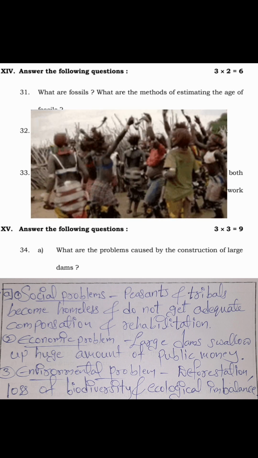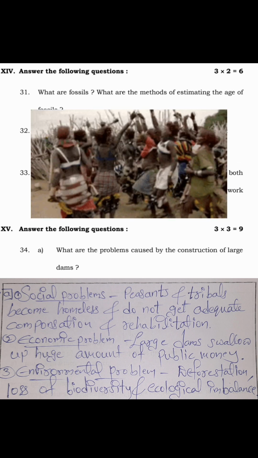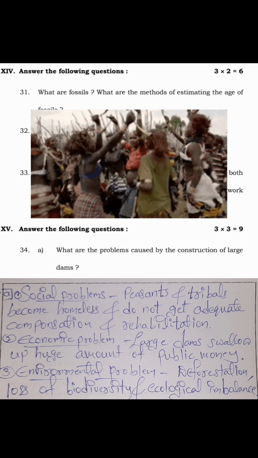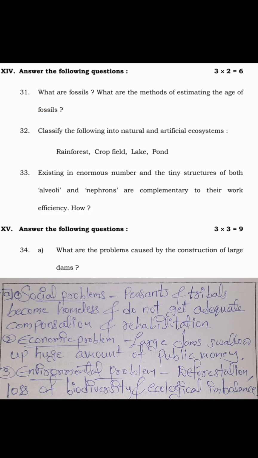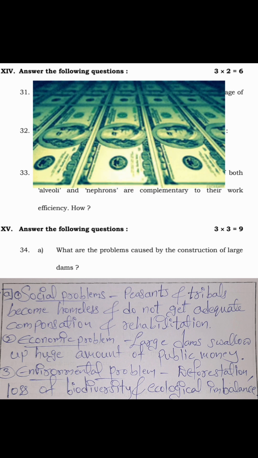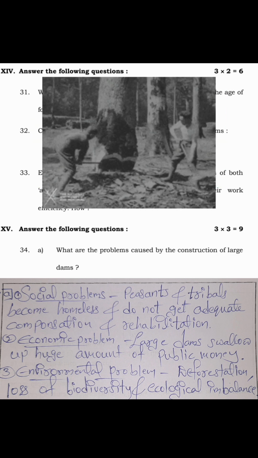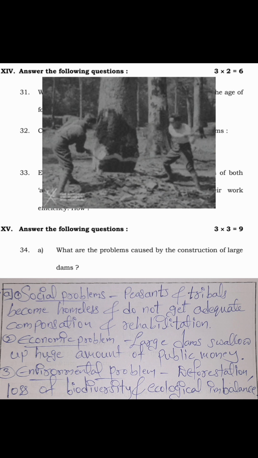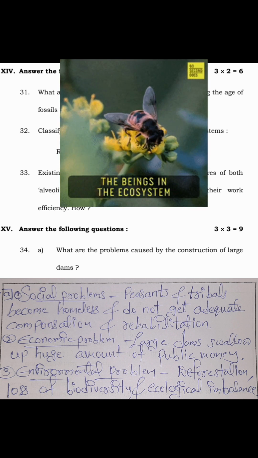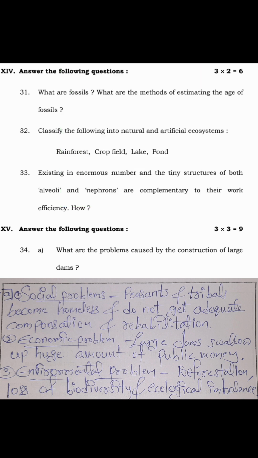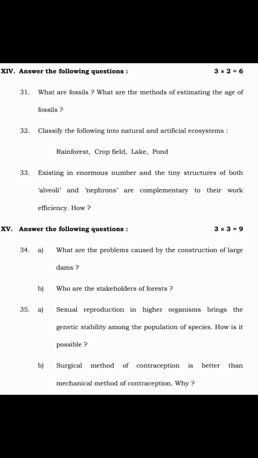Social problems: peasants and tribals become homeless and do not get adequate compensation and rehabilitation. This is the social problem. Economic problem: large dams swallow up huge amounts of public money. Environmental problem: deforestation, that is cutting off trees, and there will be a loss of biodiversity and an ecological imbalance. These are the problems caused by construction of large dams.